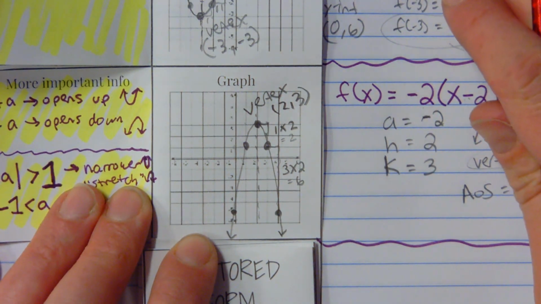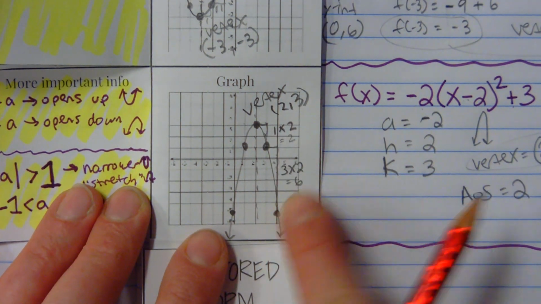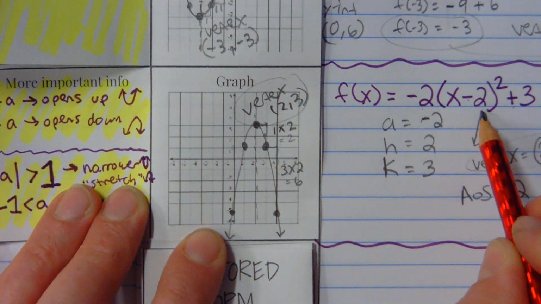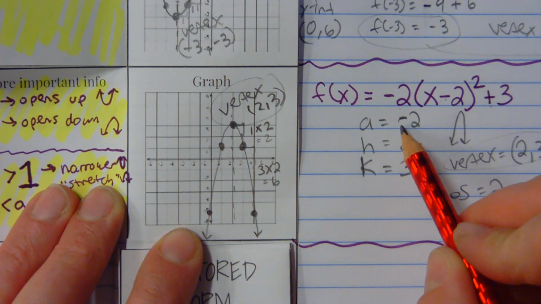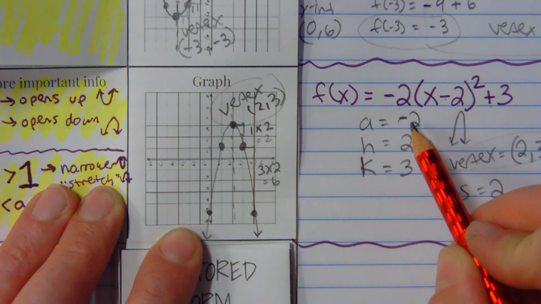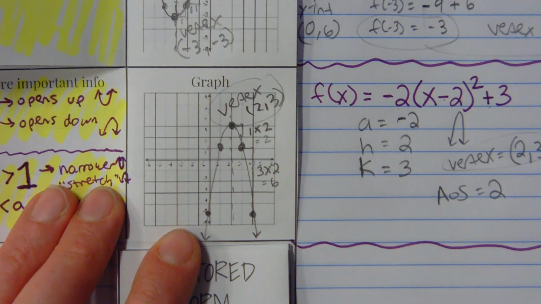That is graphing with the vertex form. We know our vertex was here because of our equation. We knew that our a value was negative 2, so we opened down, and we went down at a faster rate because that was a negative 2. So that is it for graphing with vertex form.